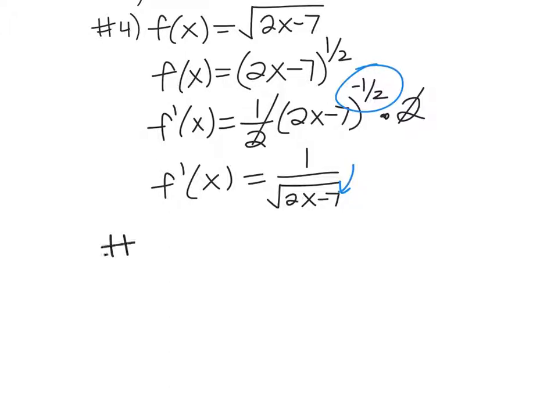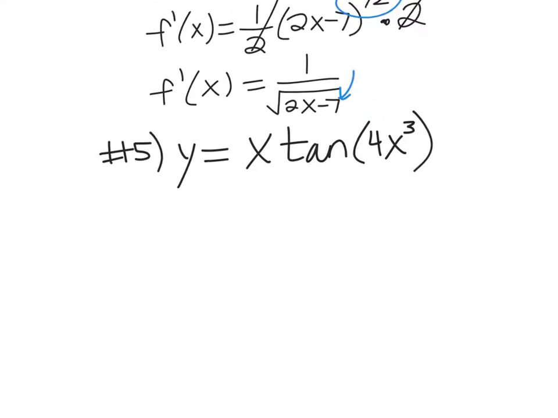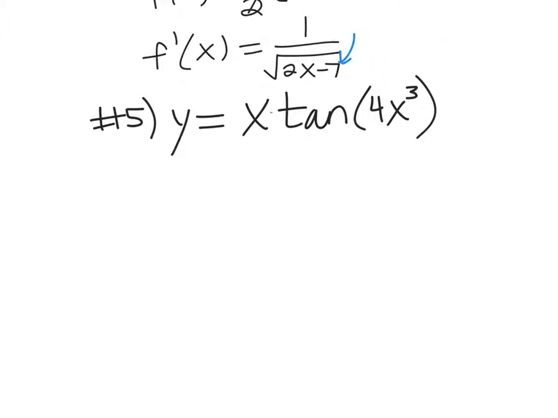Okay. Number 5. Let's do y equals x times the tangent of 4x cubed. All right, this is going to involve quite a few rules that we know. It is product rule. Yep, we got a dot right there. It's definitely product rule, and then it's also going to be chain rule. Chain rule for this part right here, okay?